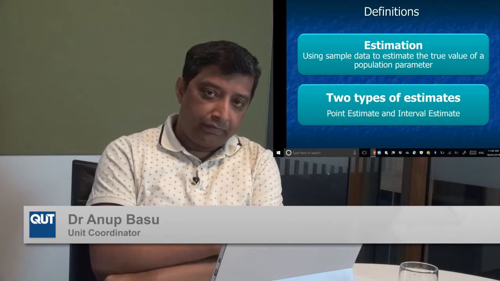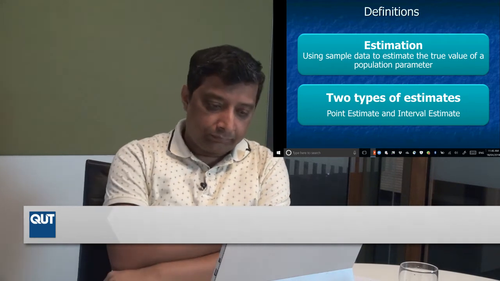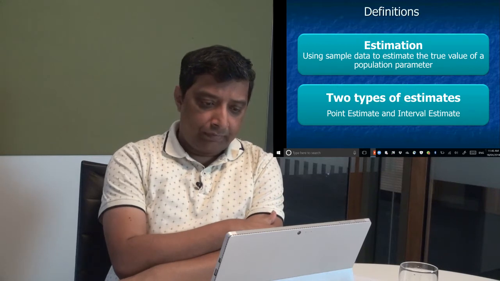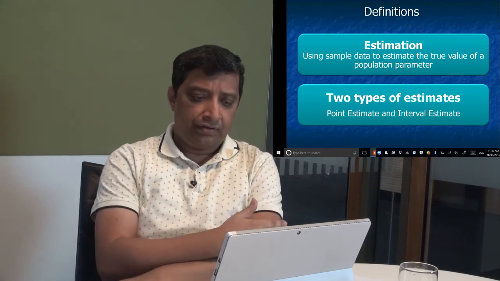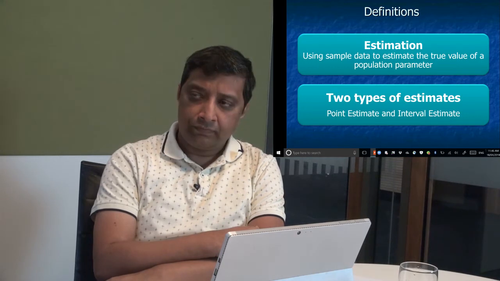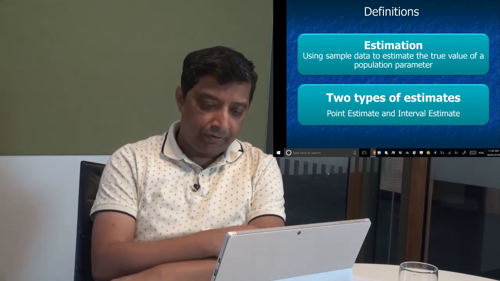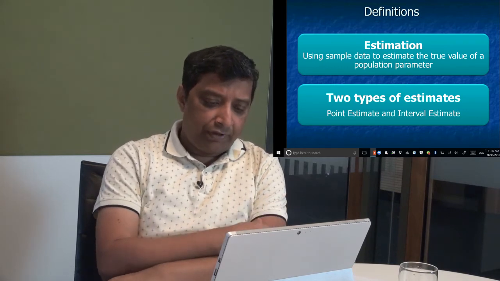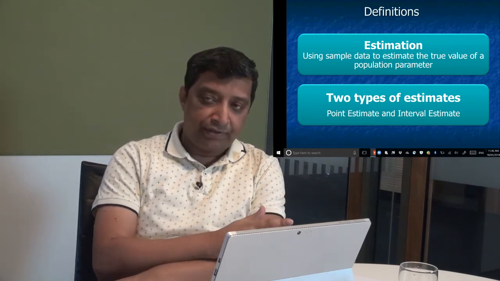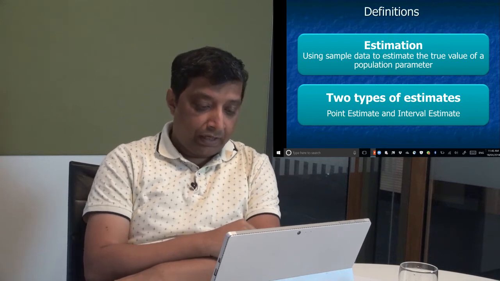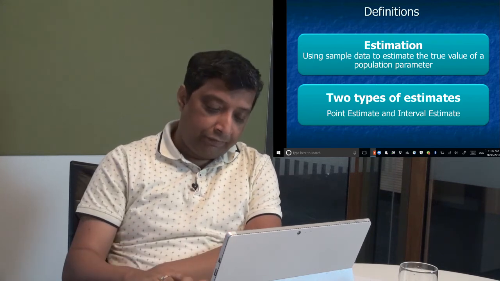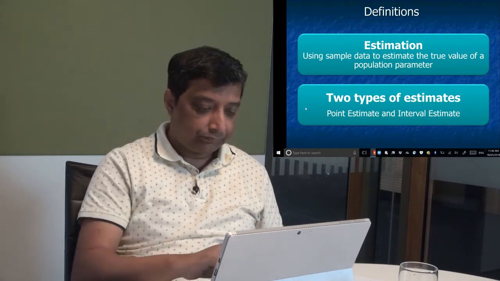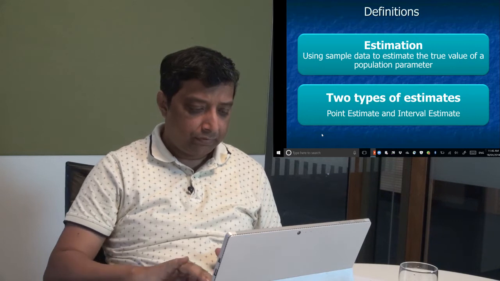Okay, so how to make a prediction from a sample and make that prediction hold good for the entire population. We need to do an estimation from the sample data and make a prediction about the population data in this case. There are two types of estimates we're going to talk about, the point estimate and the interval estimate.